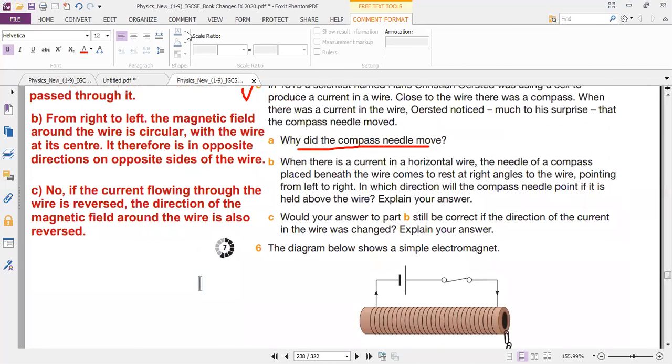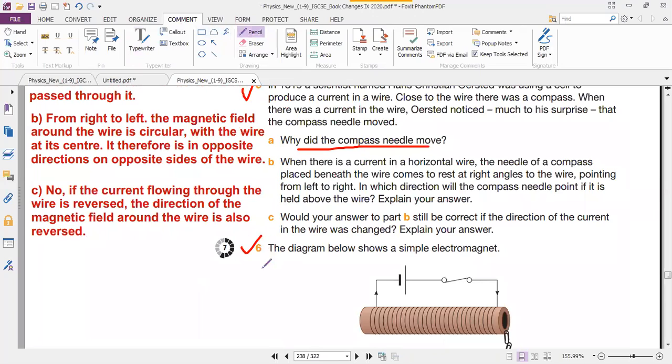Question number 6, I want students to try by themselves. Please try by yourself.